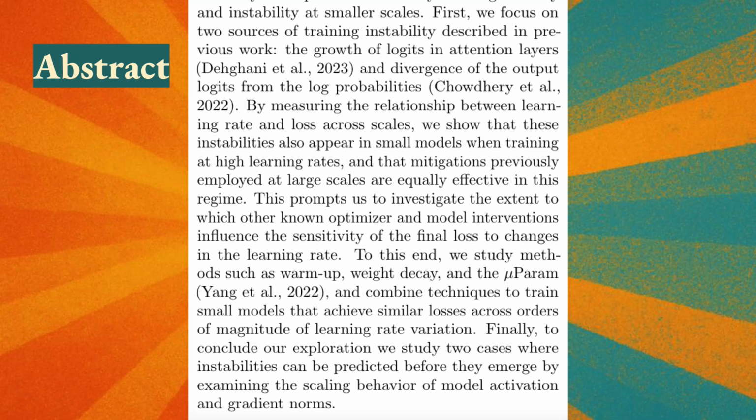They talk about the 2 sources of training instability that are described in previous work: the growth of logits in attention layers and divergence of the output logits from the log probabilities. They measure the relationship between learning rate and loss across scales. They show that these instabilities that appear in large models are also appearing in small models when we train with high learning rates, and that the mitigations at large scale also are effective at small scale.